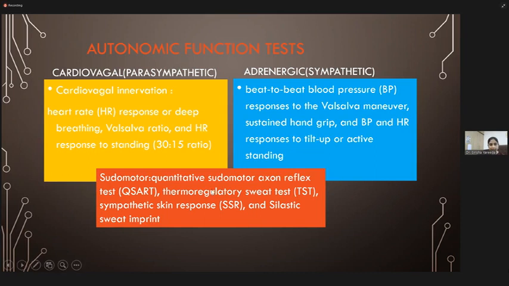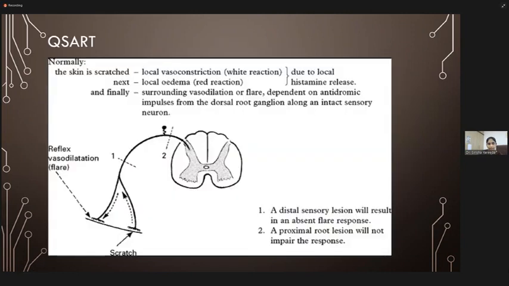The other tests are the quantitative pseudomotor axon reflex test, the thermoregulatory sweat test, and the sympathetic skin response. I will just mention very briefly about these tests which are relevant to small fiber neuropathy. So these are the pseudomotor tests.